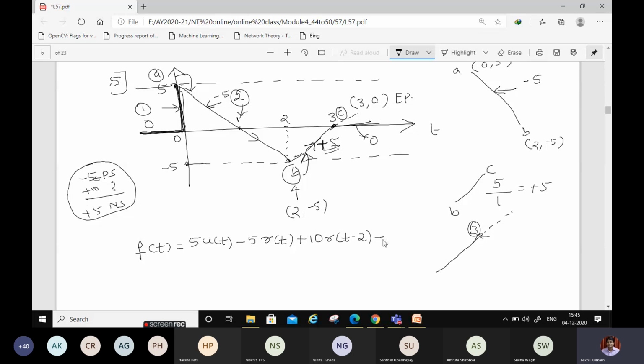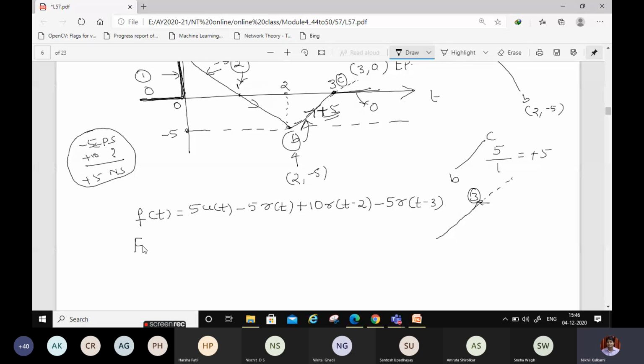The ramp signal which is moving here at 3, you have to stop it. So what you have to do? How much magnitude do you have to add here? Minus 5. So you have to add minus 5, r of t minus 3. Okay, getting this? Yes, sir.